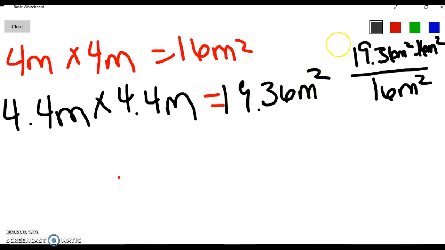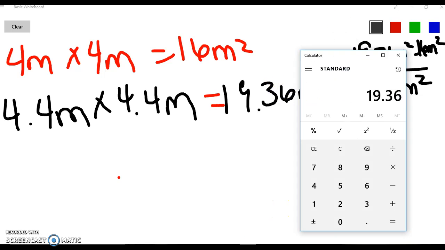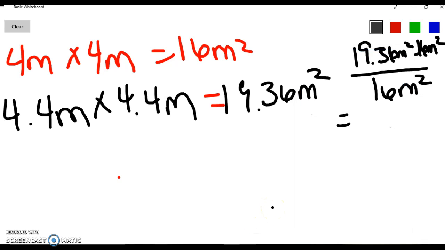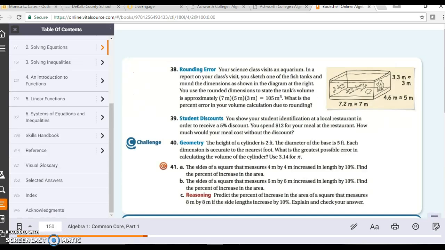And when I put that in my calculator, 19.36 minus 16 divided by 16 is 0.21, which is 21%. So it's a 21% increase. Okay, so now let's take a look at B.